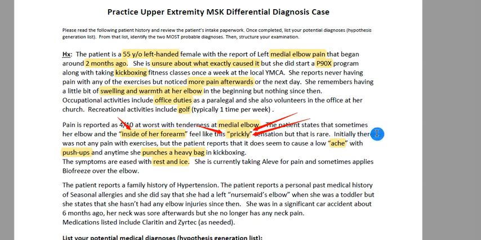It does not present any pain with the exercises initially, but now she has a low ache with push-ups and punches. So that indicates both of those involve some type of compression or closed kinematic chain activity. So that may make you bias towards certain structures over others. Rest and ice are used. She's using Aleve or naproxen for pain, and sometimes Biofreeze over the elbow as well. That really doesn't tell us very much. So Aleve and Biofreeze would not really help us gain much information in this case.